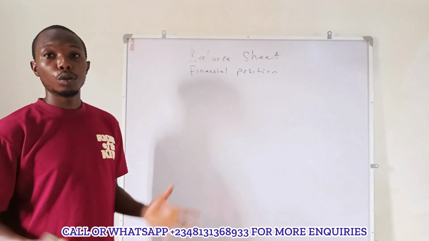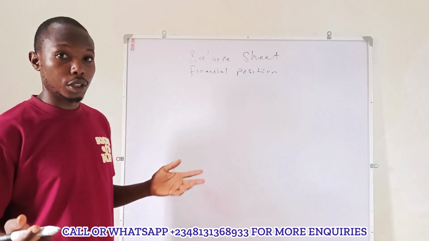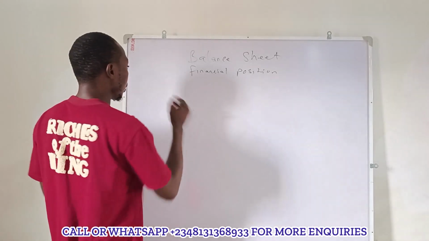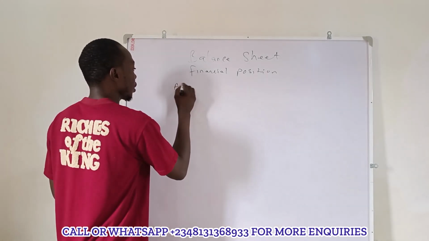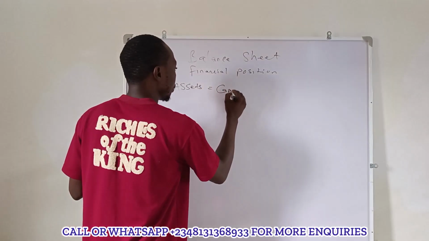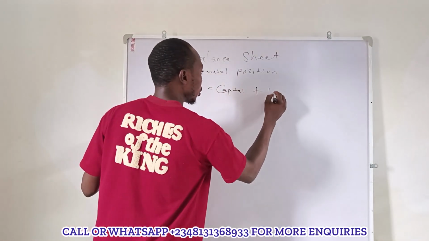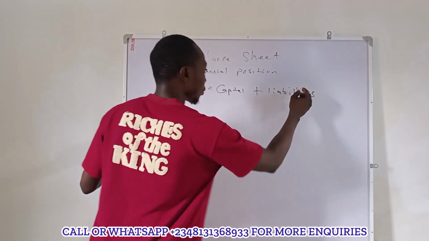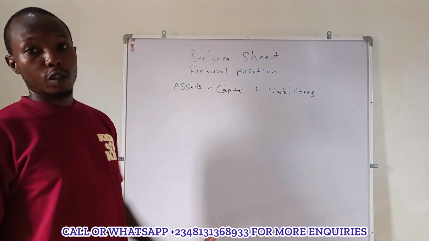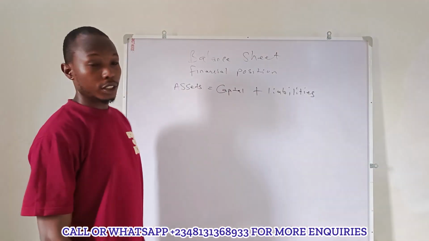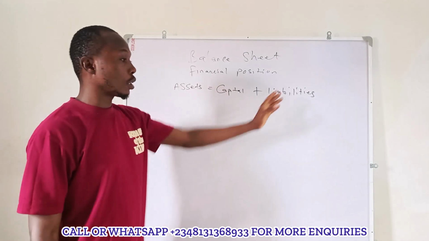Now we all know what an accounting equation is. The accounting equation in accounting is assets equals capital plus liabilities. If you have this at the back of your mind, you know this is a formula, and it is telling us that an asset is equal to capital plus liability.